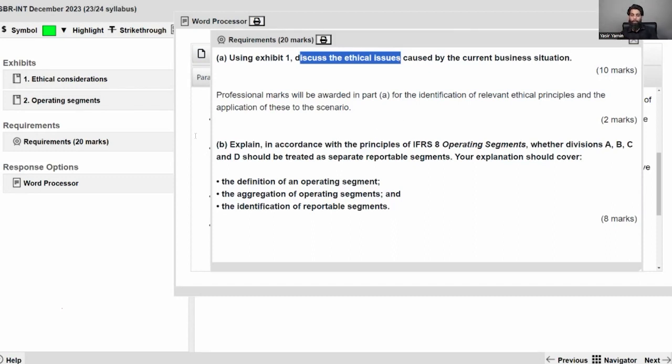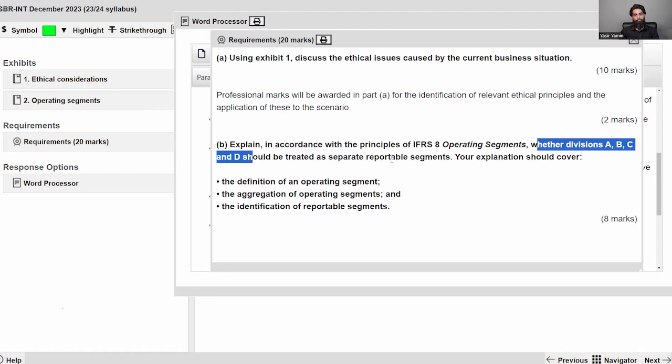Point number B. Let's see, Premlata, if you can help me write this answer. Explain, in accordance with the principles of IFRS 8 operating segments, whether divisions A, B, C, and D should be treated as separate reportable segments. Which IFRS is being tested here? It's written in front of you, IFRS 8 operating segments.